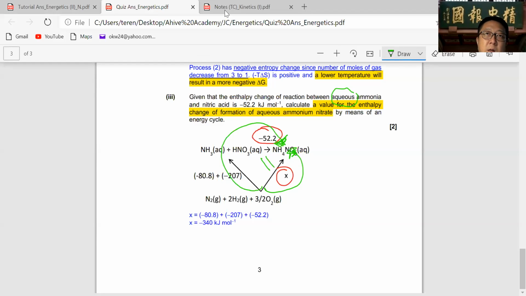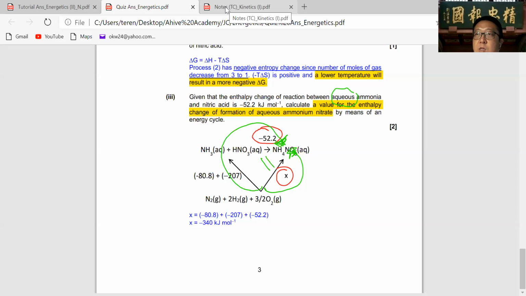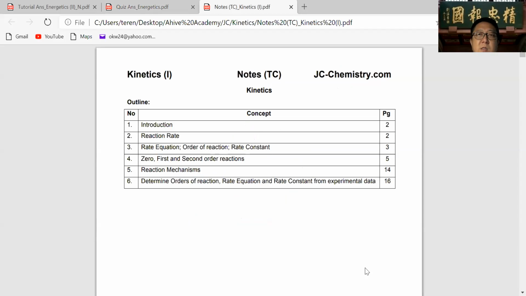Very good. I think after kinetics should be chemical equilibrium. Never mind. We will finish our kinetics first. Okay, let's pull this out. You all have this set?